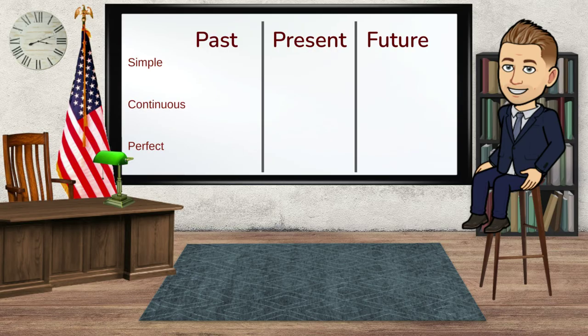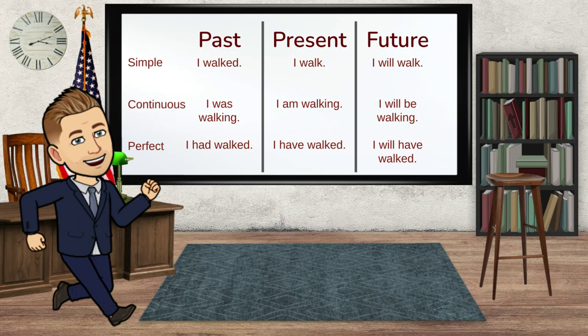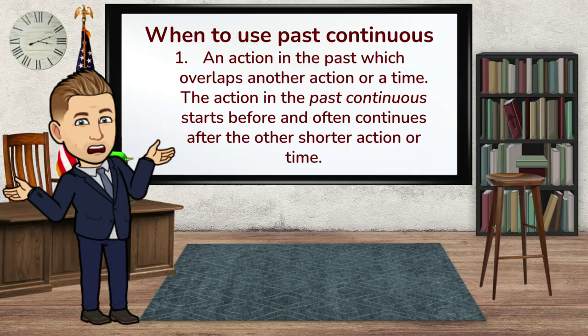But we said we're going to be jumping into simple past, continuous past, past perfect, present simple, present continuous, present perfect, future simple, future continuous, and future perfect. So we already talked about the past simple, where we said I walked. Today we're going to focus in on when to use the past continuous.